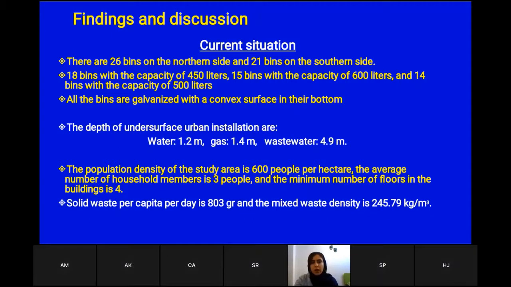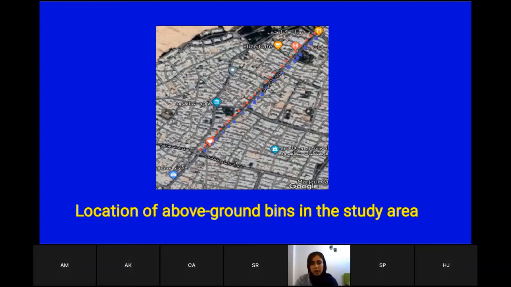We also analyzed the current situation. There are 26 bins on the northern side and 21 bins on the southern side with different capacities. The depth of underground installations is as follows: water, gas, and wastewater. Solid waste per capita per day is 803 grams, and the mixed waste density is 245 kilograms per cubic meter. You can see the location of the current above ground bins in the study area.